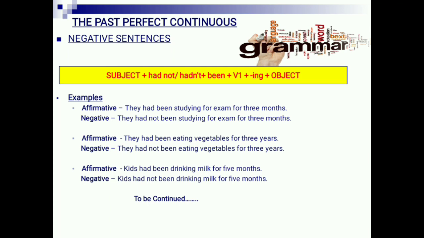See the first example. They had been studying for exam for 3 months. So its negative form is they had not been studying for exam for 3 months. We don't have to place not before had, or after been. Just place it between had and been. Had not, or its short form hadn't. So they had not or they hadn't been studying for exam for 3 months. The next example is they had been eating vegetables for 3 years, and its negative form is they had not been eating vegetables for 3 years. Next one is kids had been drinking milk for 5 months. Tell me. Right, kids had not been drinking milk for 5 months.